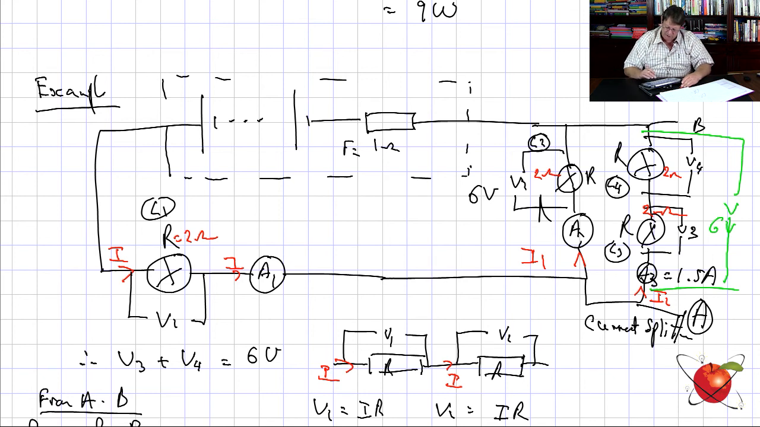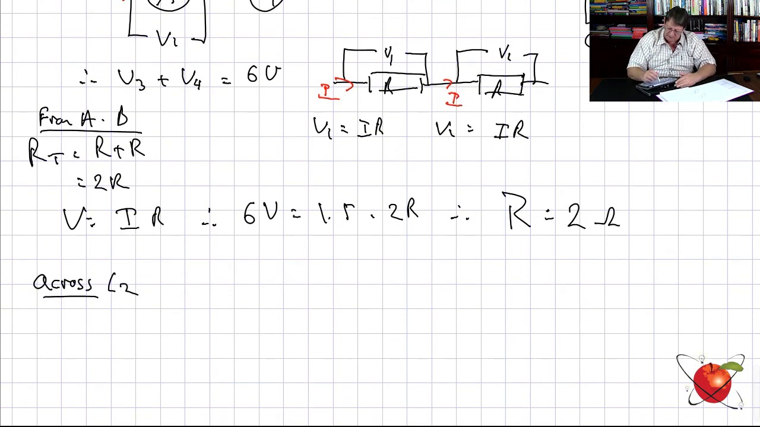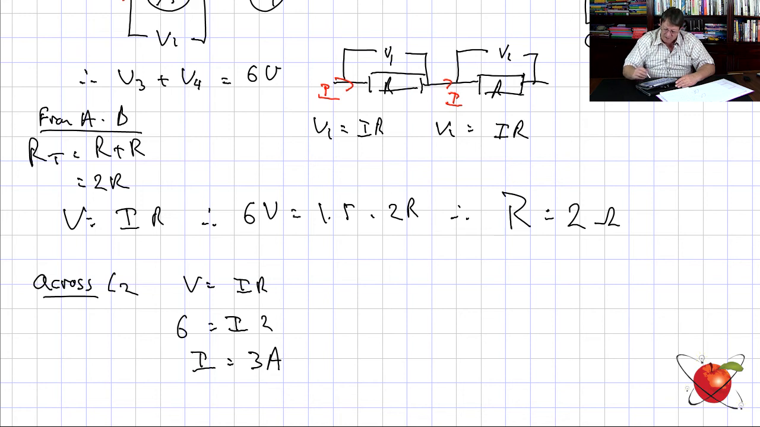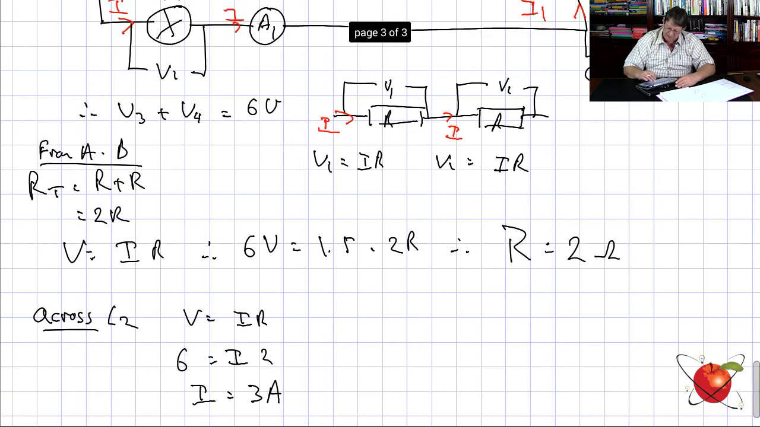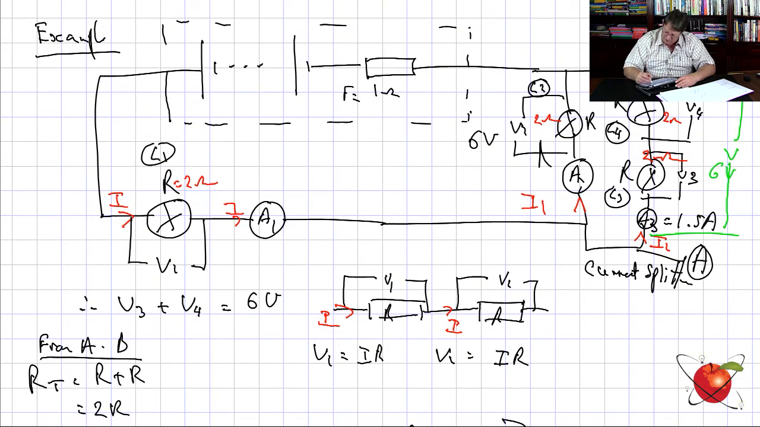Across lamp 2, what have we got now? Well, for lamp 2, V equals IR. We're going to that component. V, they've told us, is 6. I, we don't know. R is 2. Therefore, I is going to be 3 amps. Now I go back and put it in, in red. Now I can put in that this is equal to 3 amps. Hang on, this was 1.5. So this must be equal to 3 plus 1.5, which is 4.5 amps.